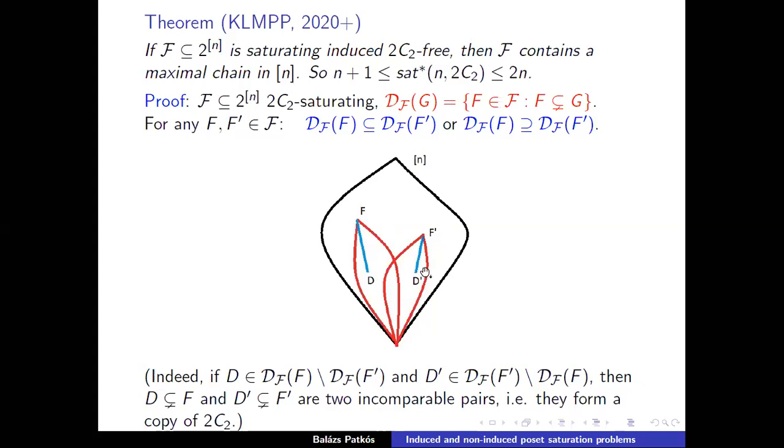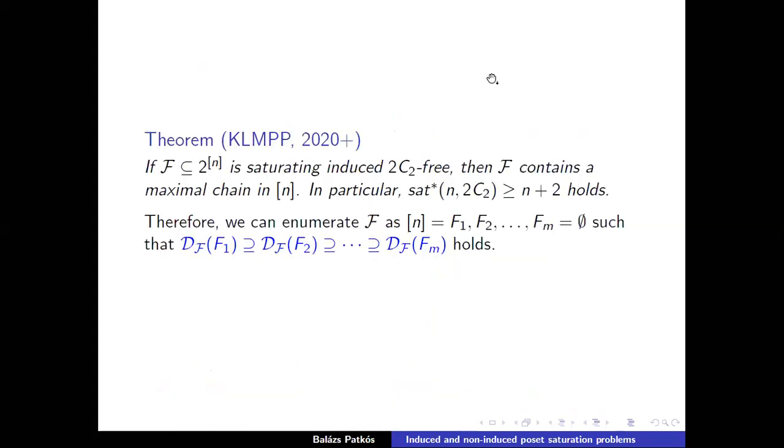Okay. So based on that, if we have a family F which is 2C2 free, then using the downsets we can order the sets in such a way that they form a nested sequence. The first one has the largest downset, then the second one the next largest, and so on. Of course, repetitions are allowed, so the downsets can be the same, but definitely there is a nestedness here.